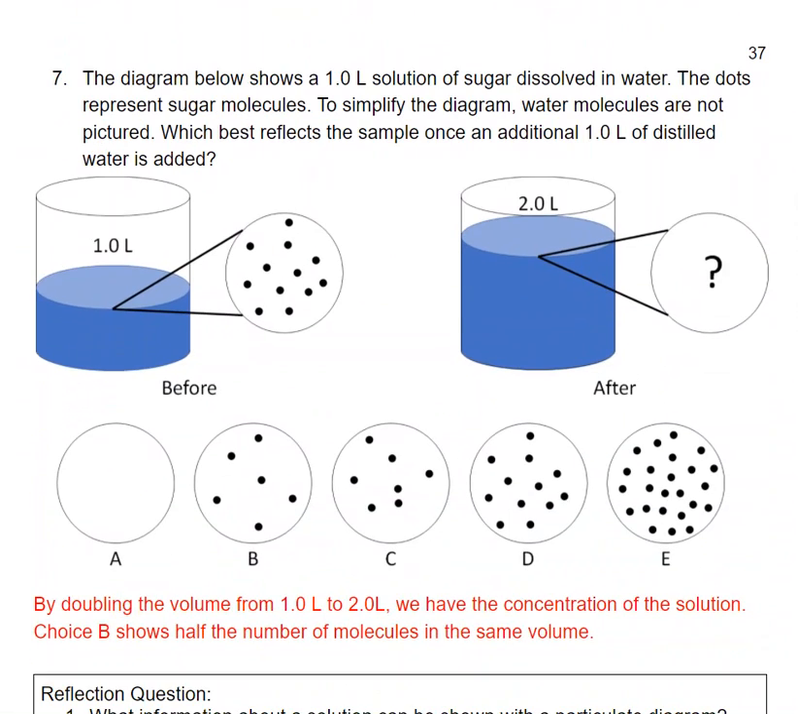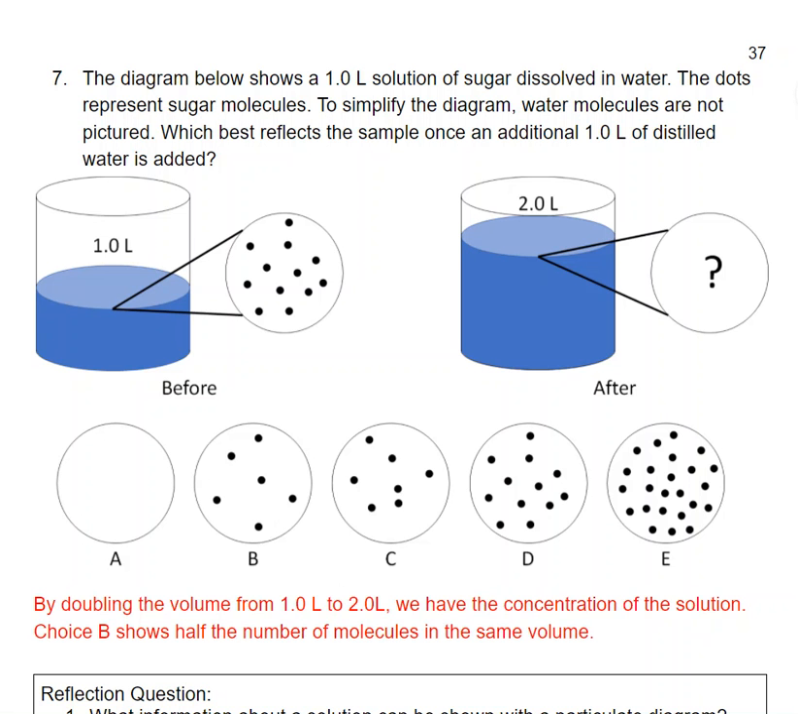Here was a question from your summer assignment quiz. The diagram below shows a 1 liter solution of sugar dissolved in water. The dots represent sugar molecules. To simplify the diagram, we didn't add any water molecules; we just see the sugar particles. Which best reflects the sample once we add an additional 1 liter of distilled water?